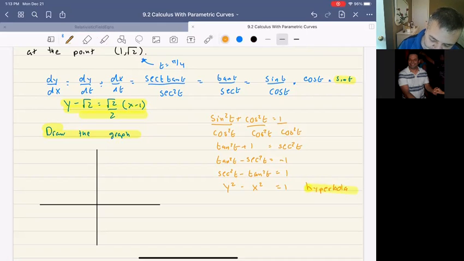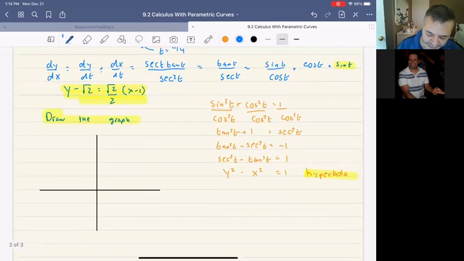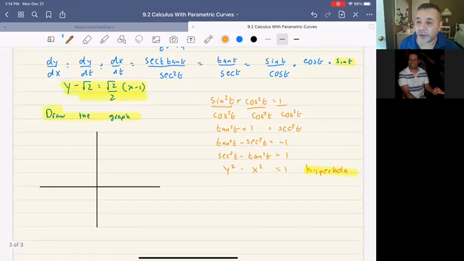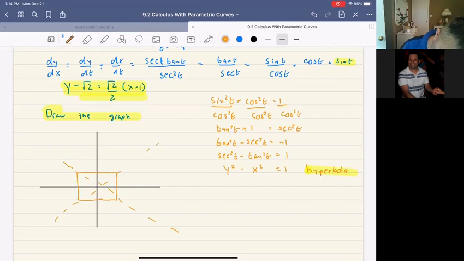Okay. So let's start graphing it on here. So it's got a fundamental square of 1. You've got these asymptotes here. Okay. Starts out at 0, 1. So it's going to look like so.